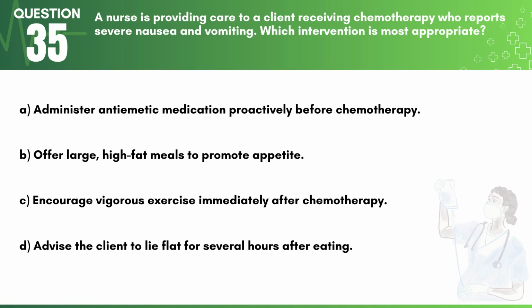Question 35. A nurse is providing care to a client receiving chemotherapy who reports severe nausea and vomiting. Which intervention is most appropriate? A. Administer antiemetic medication proactively before chemotherapy. B. Offer large, high-fat meals to promote appetite. C. Encourage vigorous exercise immediately after chemotherapy. D. Advise the client to lie flat for several hours after eating.